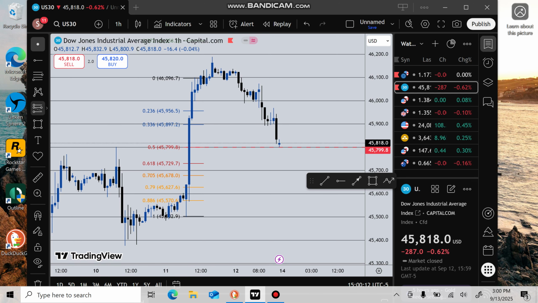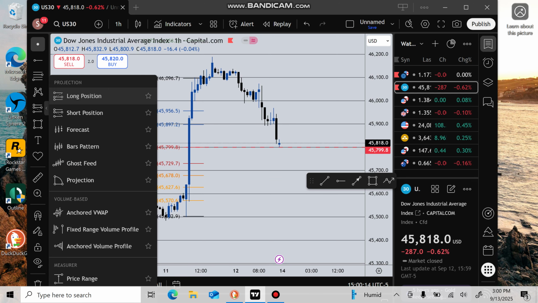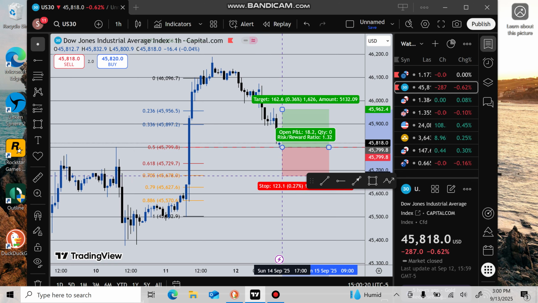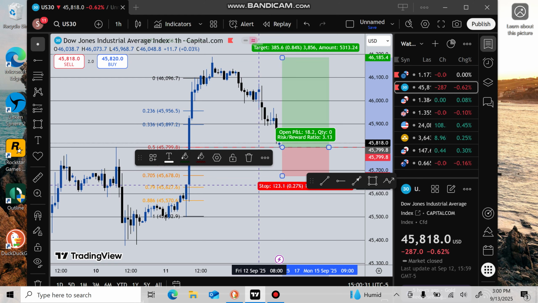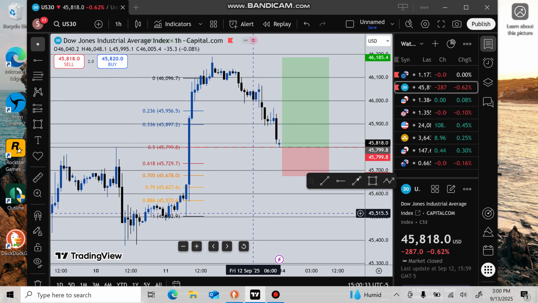Then what I'll do is take my long position because I'm going to be buying this. My stop loss will be at the 705, and my TP will be at the last high, which puts us at a 3-to-1 trade scenario. And that's pretty much how I take trades.